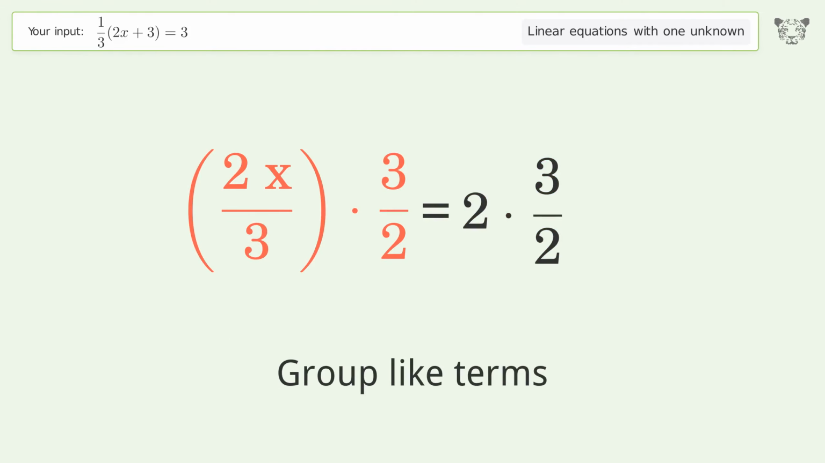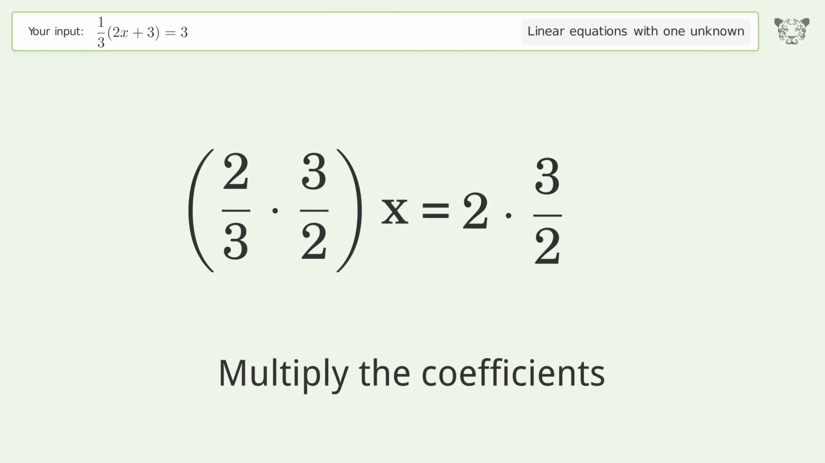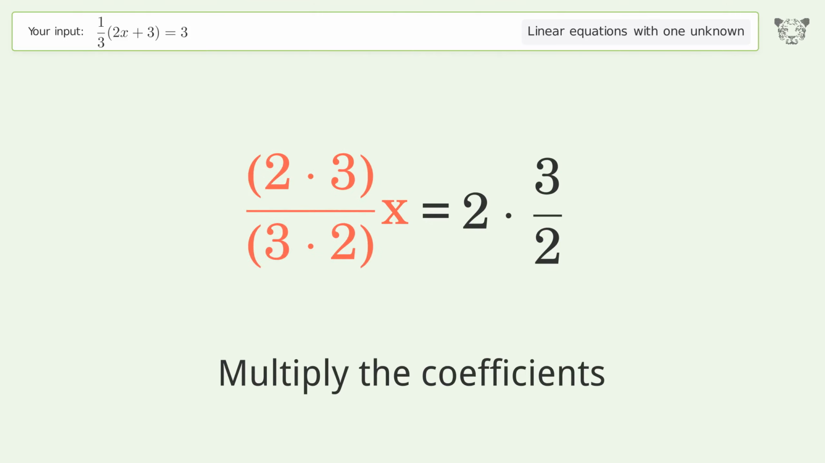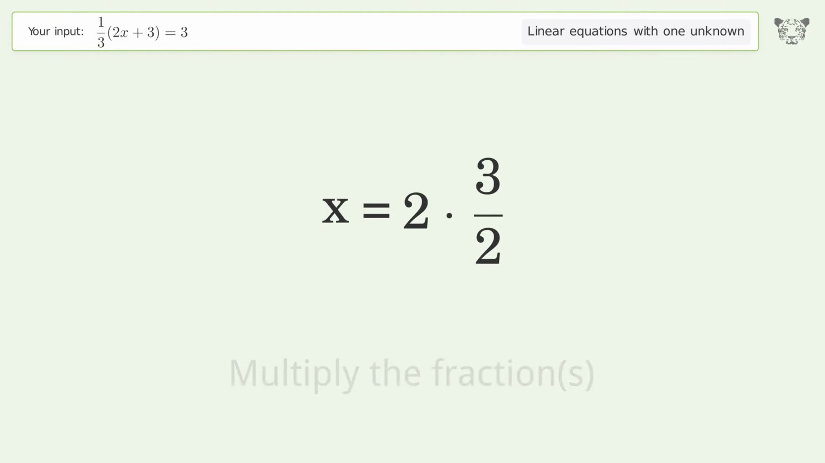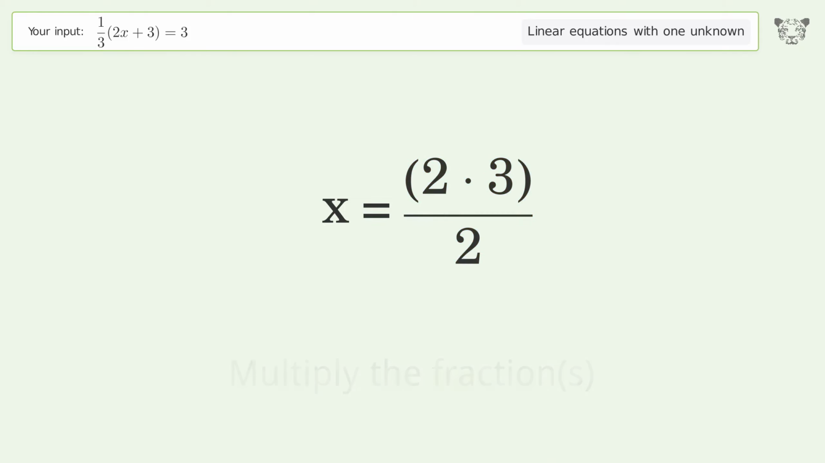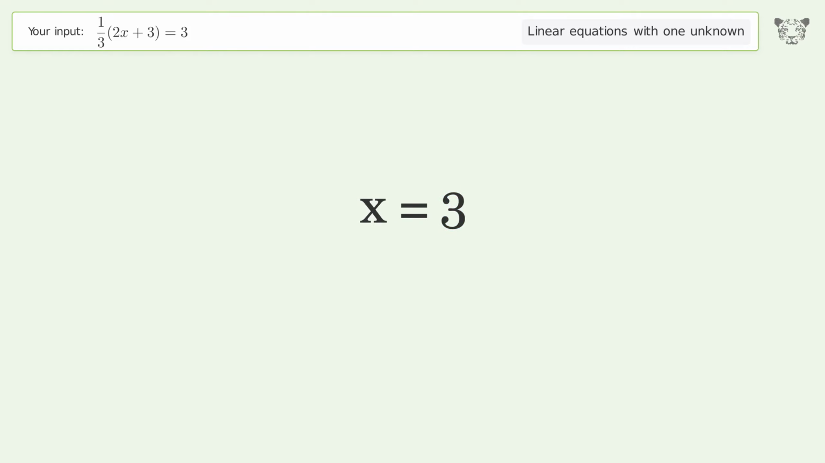Group like terms. Multiply the coefficients. Simplify the fraction. Multiply the fractions. Simplify the arithmetic. And so the final result is x equals 3.